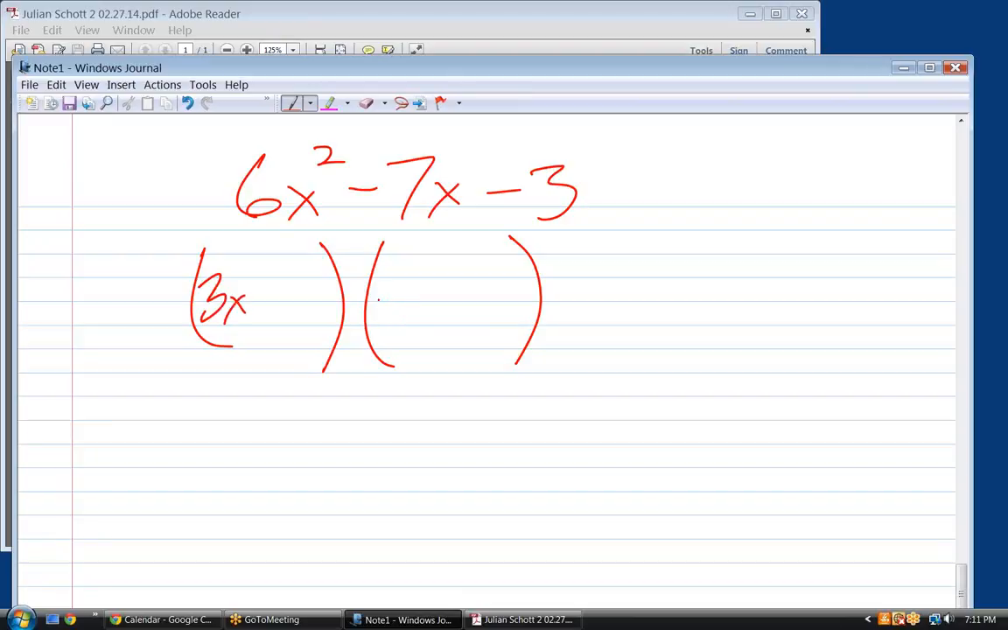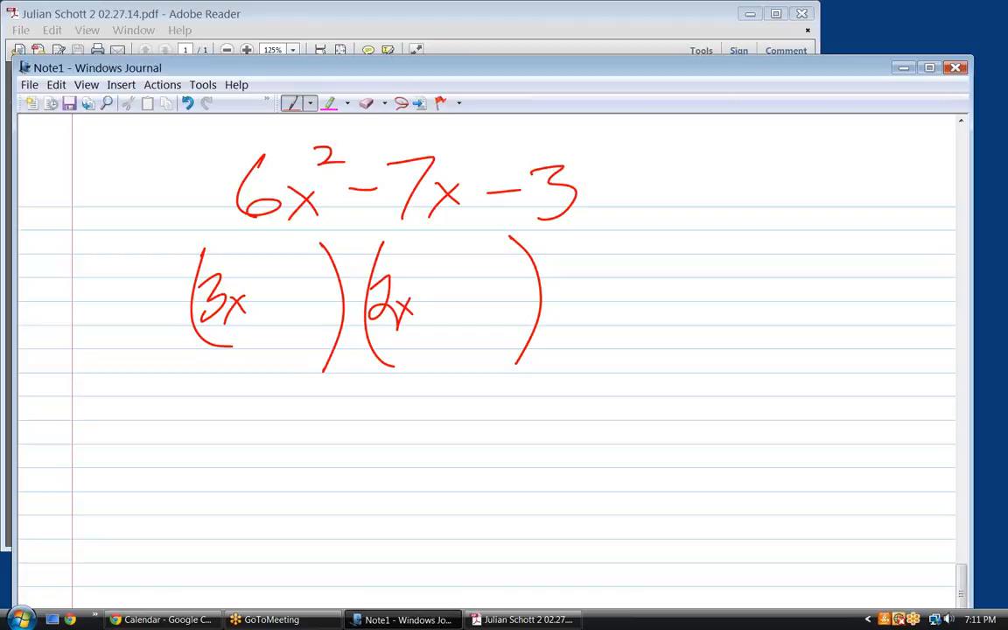It has to be 2x. In other words, our goal is this times this has to equal this. So we're splitting this 6x squared up into two products. When I FOIL these back together again, I'm going to start by multiplying 3x times 2x, and I'm going to get this 6x squared term. So all we're doing is in reverse.